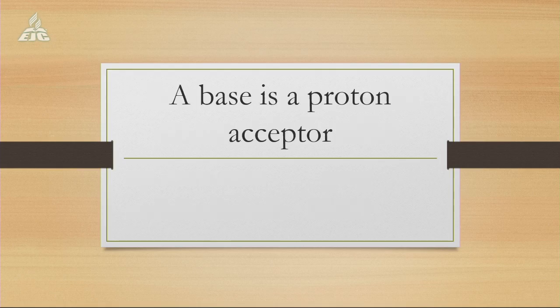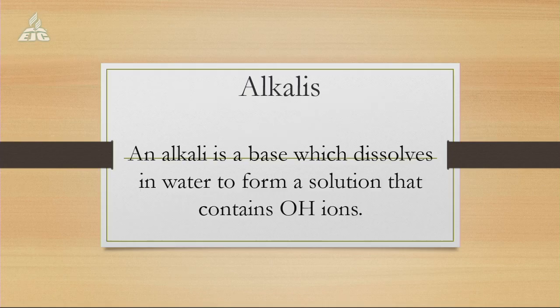Let us move along. Bases can also be defined as proton acceptors. When acids react with the bases, the hydrogen from the acid combines with the hydroxide or the oxide from the base to form water. So bases are proton acceptors. Again, we can also define bases in terms of their reaction with litmus. We said that acids turn blue litmus red, and now we can say bases turn red litmus blue.